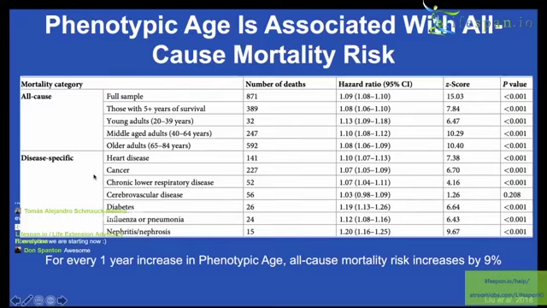In terms of disease-specific deaths, almost all of them on the list here: heart disease, cancer, chronic lower respiratory disease, diabetes, influenza or pneumonia, which may have some relevance to COVID-related conditions, but that's pure speculation, and then nephritis. For every 1 year increase in phenotypic age, the risk of death from each of these outcomes increased, with the one exception of cerebrovascular disease. Phenotypic age was not associated with that in NHANES 4.